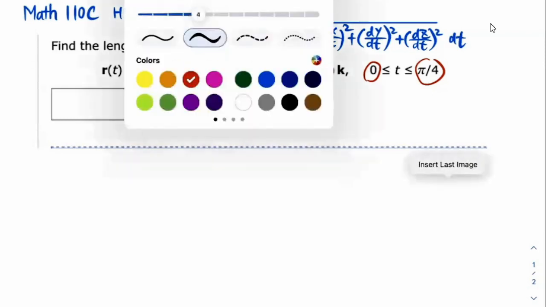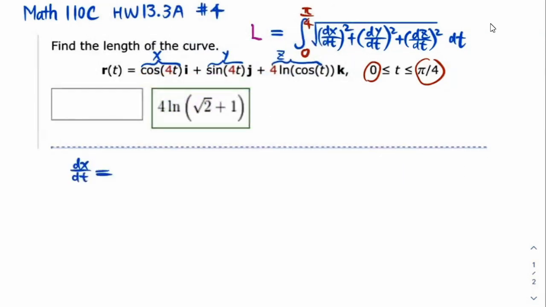So now we're going to get dx/dt, okay? So let's think about what's dx/dt. We have x equal to this. What's dx/dt? It would be negative 4 sine of t. You got it. Good job. Okay, so what's dy/dt? 4 cosine t. Good job.